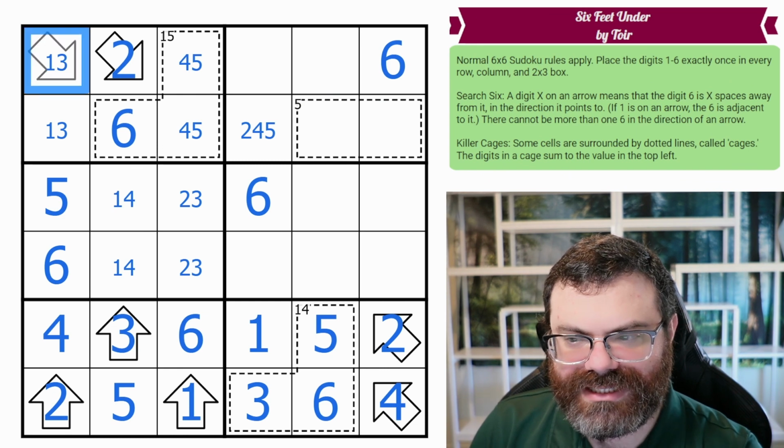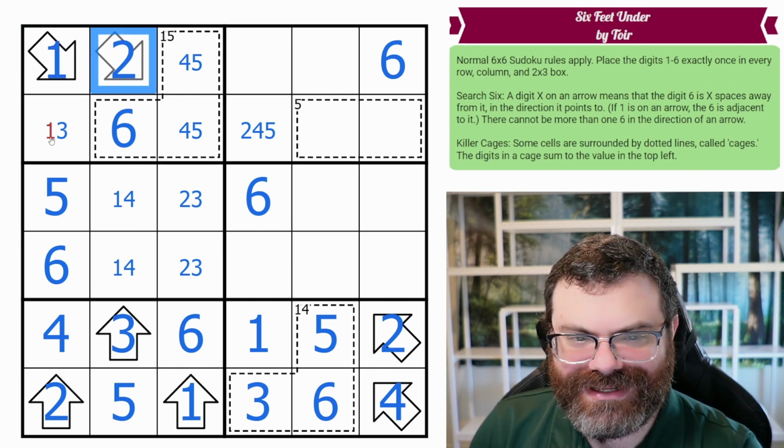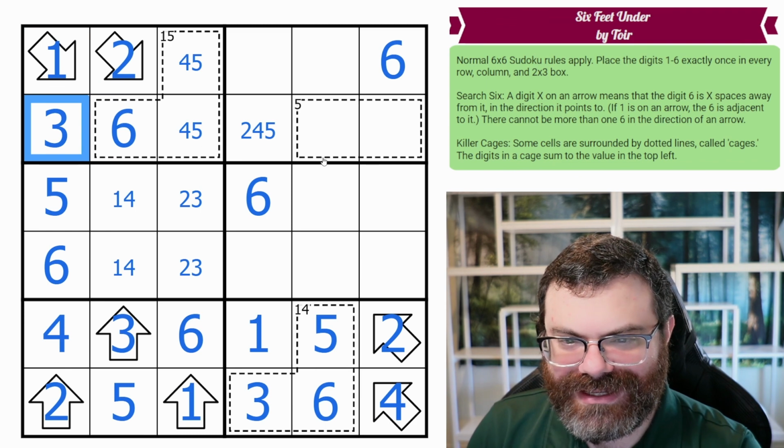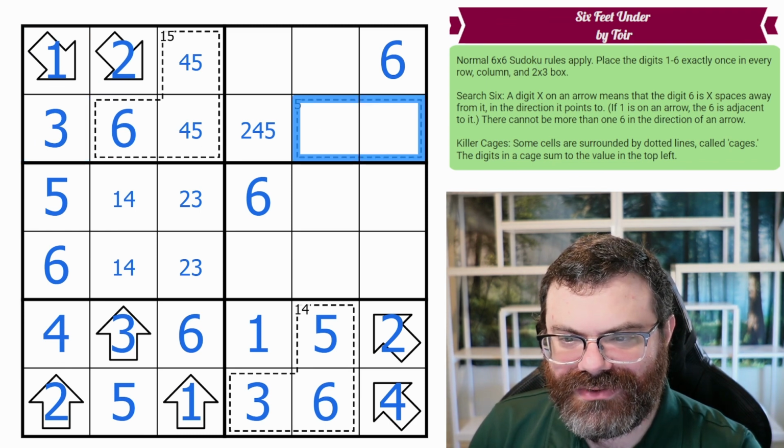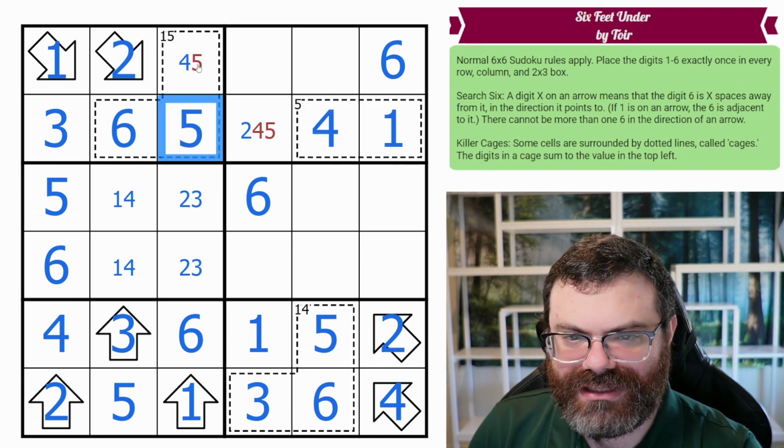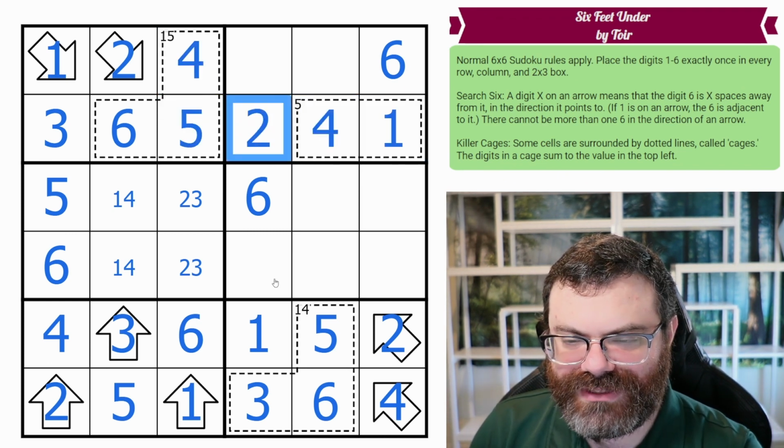Okay, I think it's this. I think this is 1 because it points at a 6. I should actually use the clues, huh? Now that there's a 3 in the row, this is a 1, 4. We know the order. That gives us all of these. Okay, I think we're finishing now.